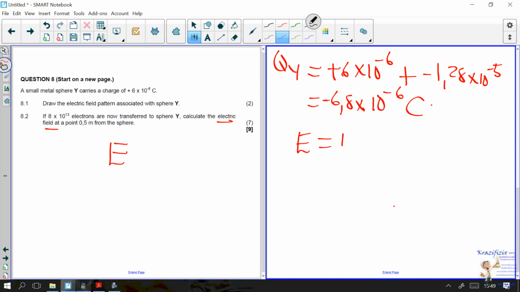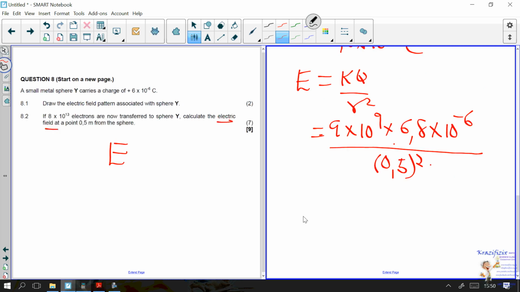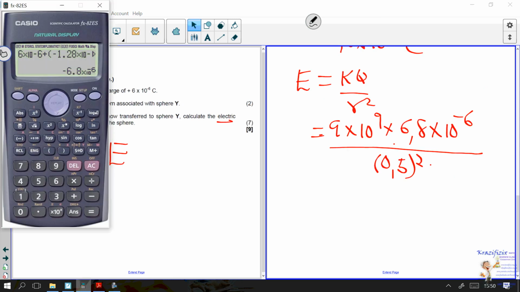E equals K Q over R squared. 9 times 10, please remember to get your formulas from the formula page. And when we calculate in this kind of question, we don't include the sign, we just work with the magnitude. 0,5 squared. What is my answer? Run to your calculator. This is where it saves you.